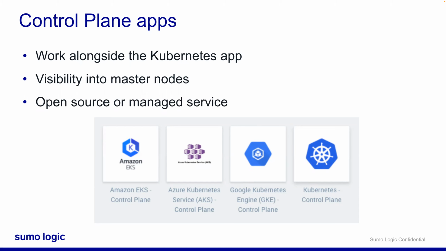So while the Kubernetes app is going to monitor the worker nodes, the control plane app is going to provide visibility into the master node, the API server, the kube system. It's going to give you just more information. And there's going to be different control plane apps for the type of managed service you're using, whether it's just open source Kubernetes, or if you're using one that's managed by Google, Amazon, or Azure.